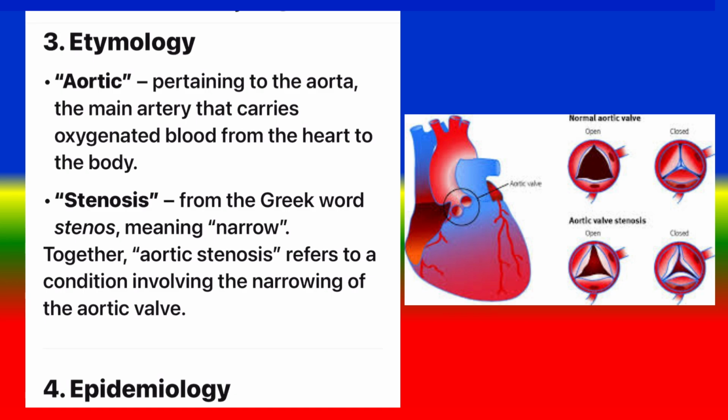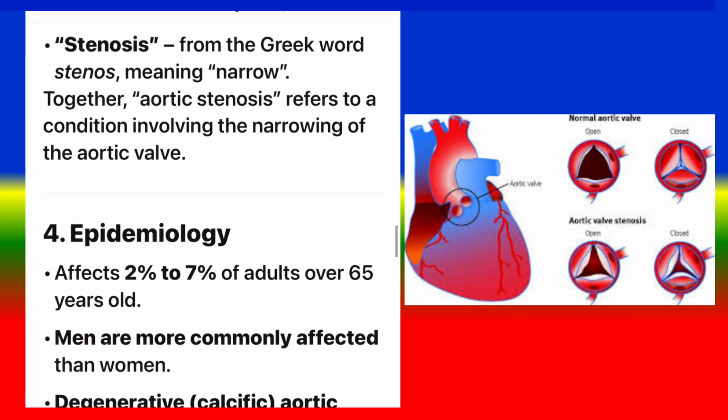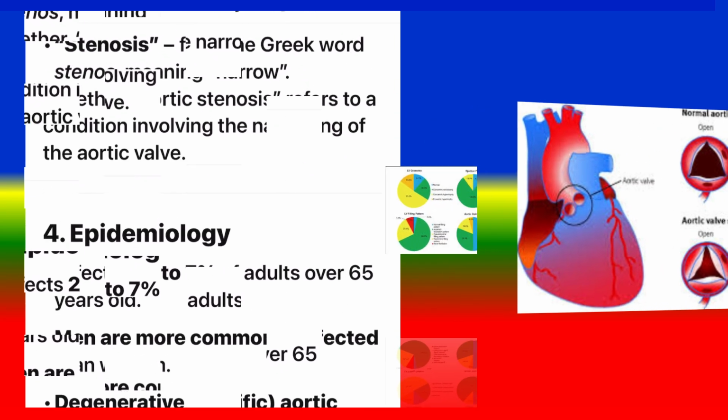3. Etymology. Aortic: pertaining to the aorta, the main artery that carries oxygenated blood from the heart to the body. Stenosis, from the Greek word stenos, meaning narrow. Together, aortic stenosis refers to a condition involving the narrowing of the aortic valve.